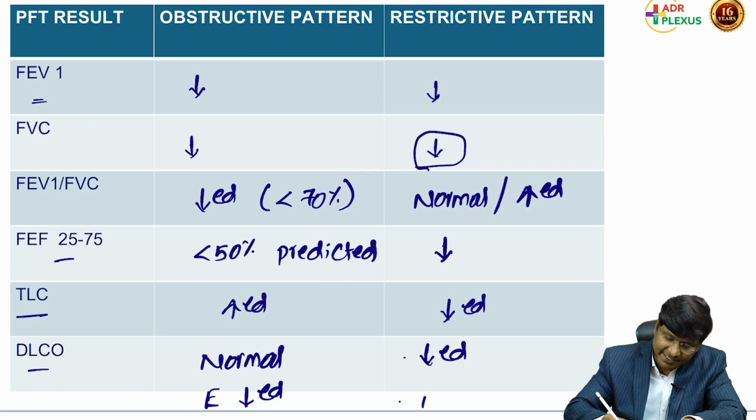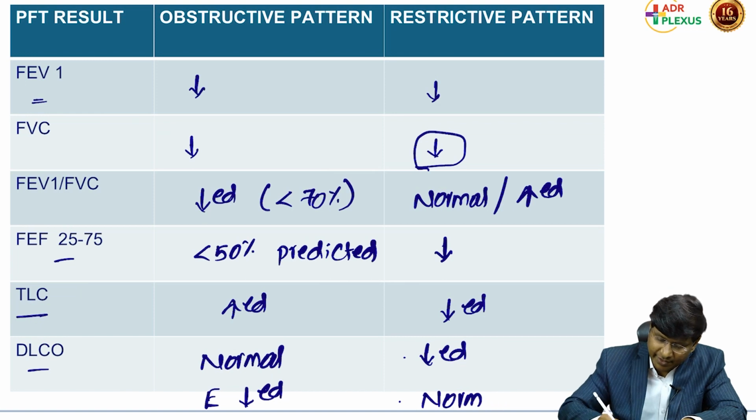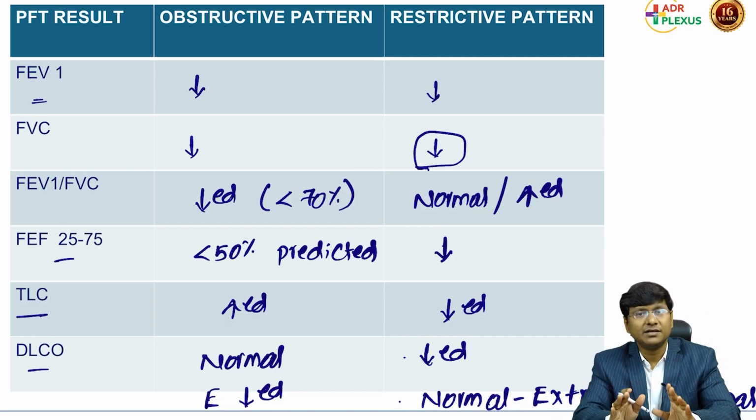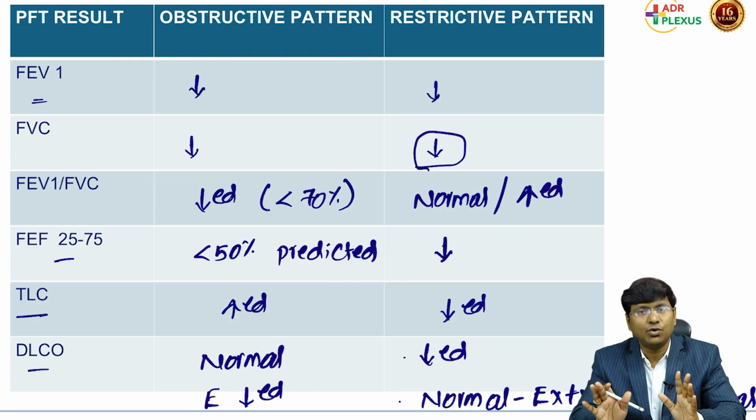Whereas the DLCO remains normal in extraparenchymal causes of restrictive lung diseases, right? Whereas in intraparenchymal causes, the DLCO will be reduced.